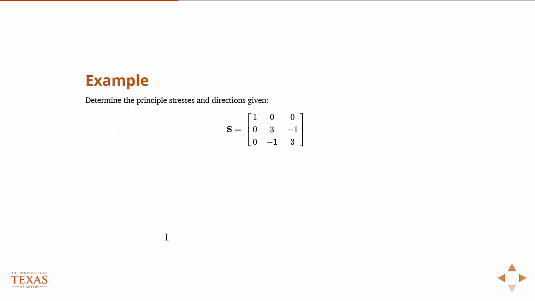Okay, so we'll work an example. We're going to solve for the eigenvalues and eigenvectors of this matrix. And we're going to use some of those tools we learned in linear algebra, namely this idea of the determinant initially, and then this row operations manipulation. So how do I solve for the eigenvalues of S? Keep in mind that we're also solving for the principal stresses of S.